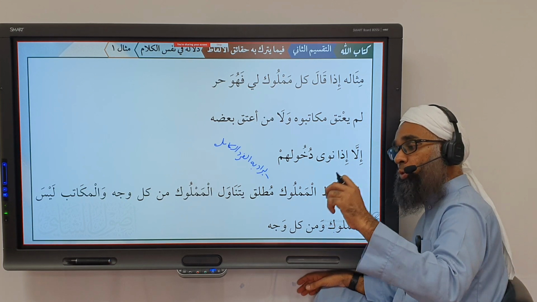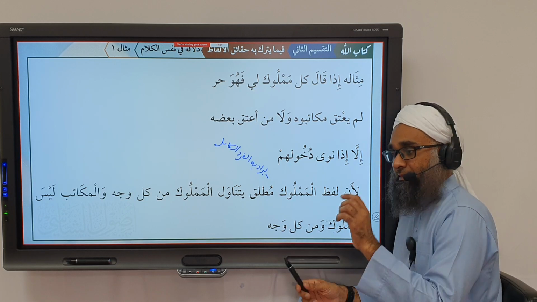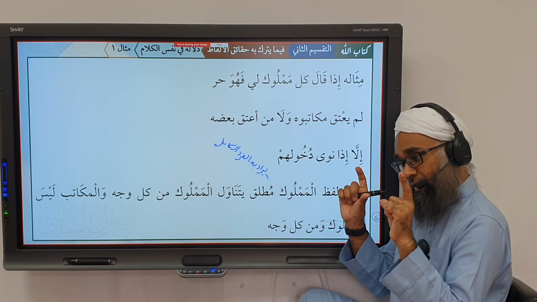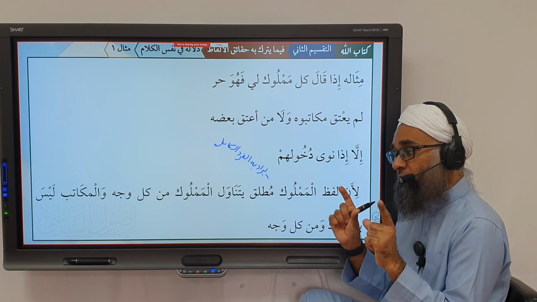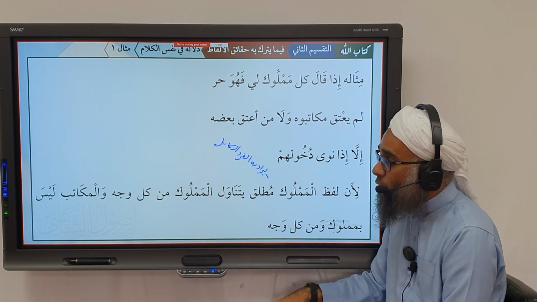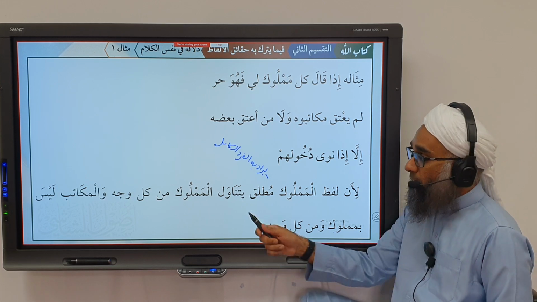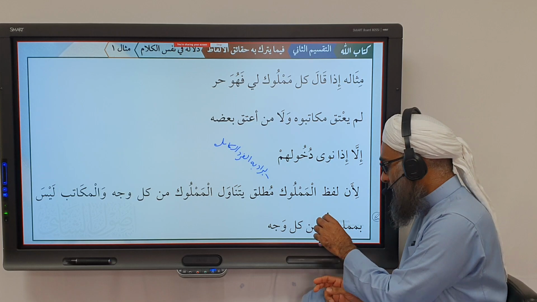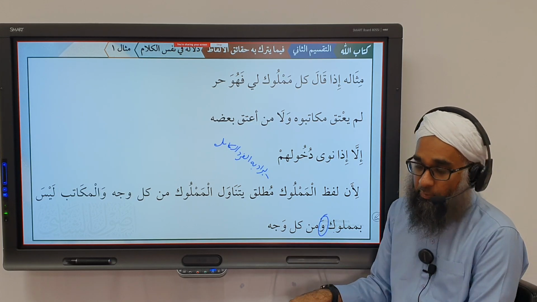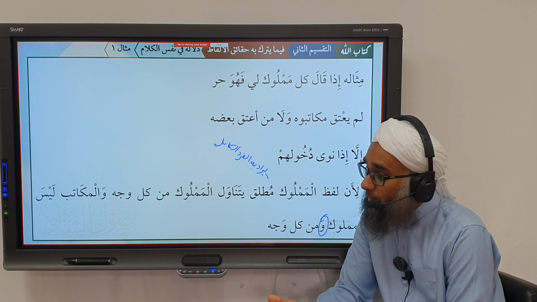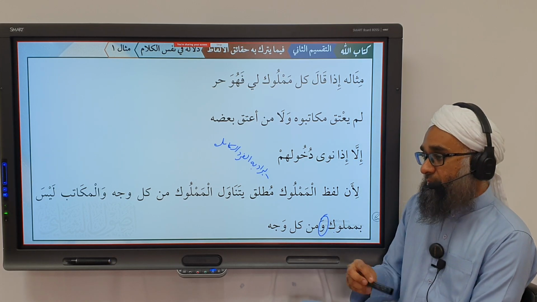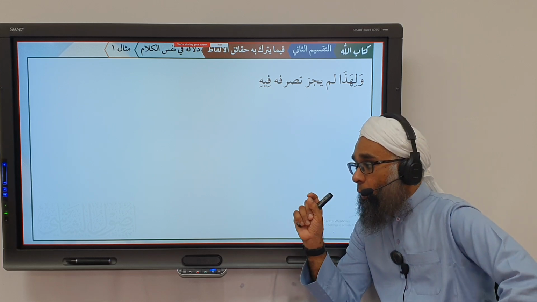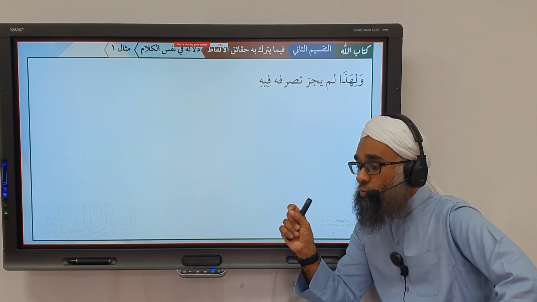So when you say, kullu mamlukin li fahuwa hurrun, then the word mamluk is kamil. So the word itself will denote what? The mamluk is going to refer to what is mamluk min kulli wajh. وَالْمَمْلُوكُ وَالْمُكَاتَبُ لَيْسَ بِمَمْلُوكٍ مِنْ كُلِّ وَجْهٍ. That one is wrong. Yes? Because there's milkul raqaba, but there's no milkul yad. Fahimt? Okay. And this is why وَلِهَذَا لَمْ يَجُزْ تَصَرُّفُهُ فِيهِ.